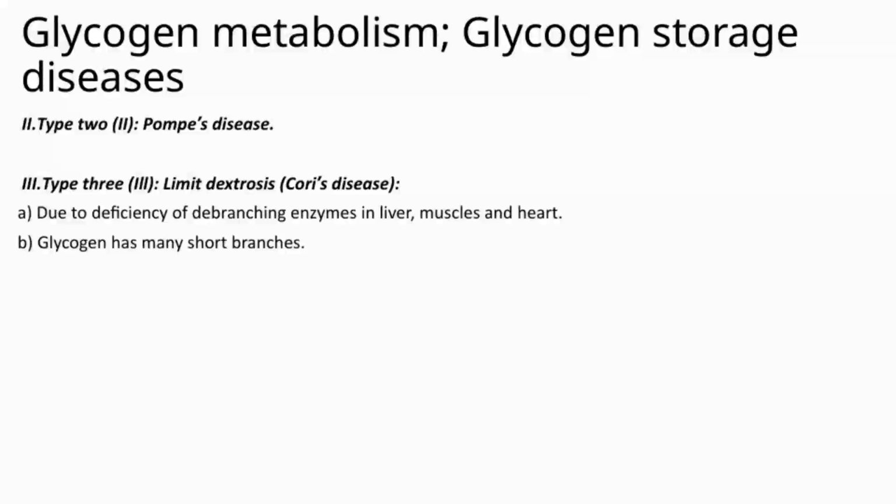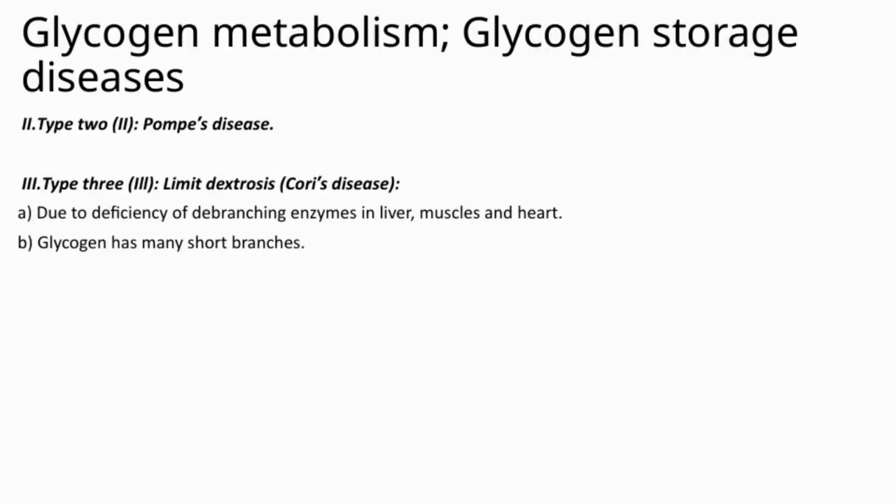cardiomyopathy. Moving on to type 3, or Cori's disease, which is also called limit dextrinosis. This condition arises due to a deficiency of the debranching enzyme, which normally helps in the complete breakdown of glycogen. When this enzyme is deficient, glycogen molecules have many short branches because they can't be fully debranched. This primarily affects the liver, muscles, and heart, leading to hypoglycemia and muscle weakness.